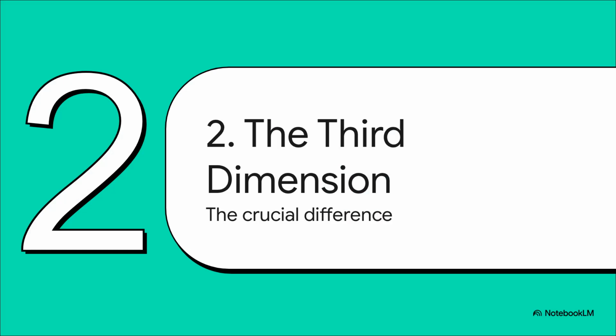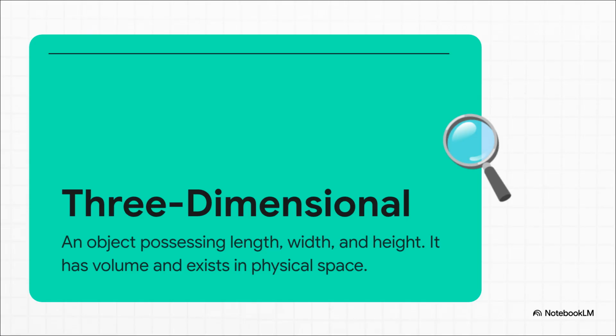So that leads us right to our next point. We need to actually define what this third dimension is. What is that crucial difference that takes something from being just a picture to being a real physical thing? All right, so here's the official definition, and it's pretty straightforward. An object is three-dimensional if it has length, width, and height. You see, it's not just some outline on a page. It actually takes up space. It has what we call volume. It exists right here in the physical world with us.